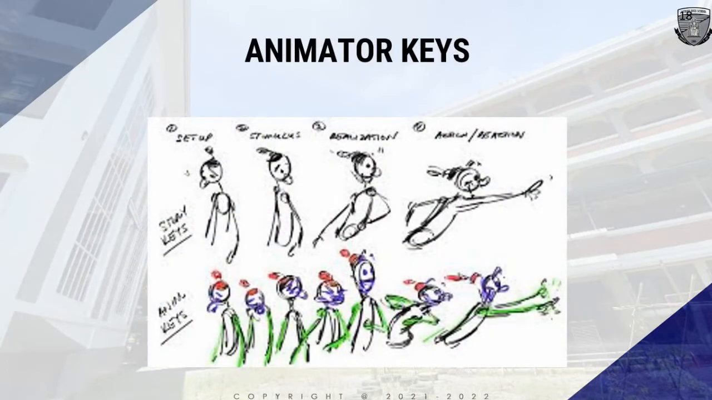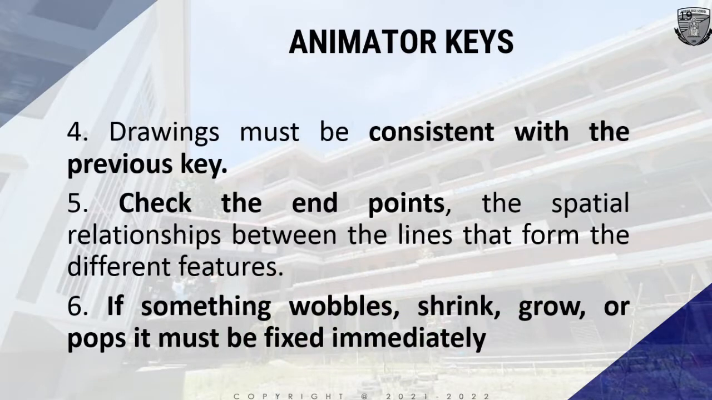Okay, this is also an example of different key poses. Number 4, drawings must be consistent with the previous key, so that your movement will be smoother and it will not be jittery. You need to check the endpoints and the spatial relationships between the lines that form the different features. And if something wobbles, shrinks, grows, or pops, it must be fixed immediately so that your final rendered poses will not move according to the line of action that we are going to.